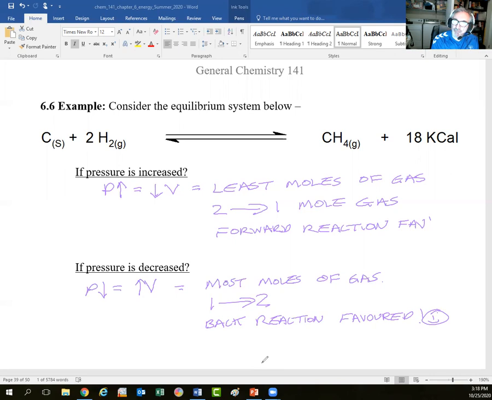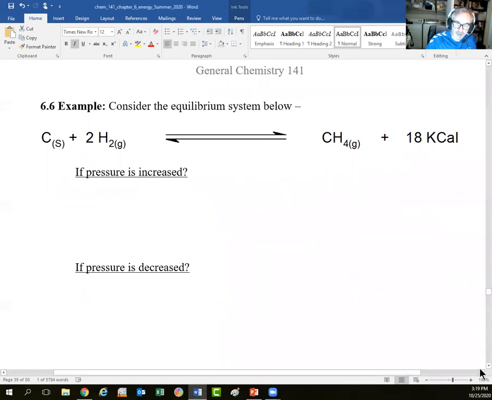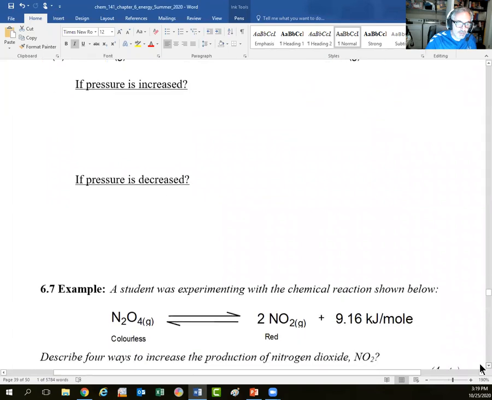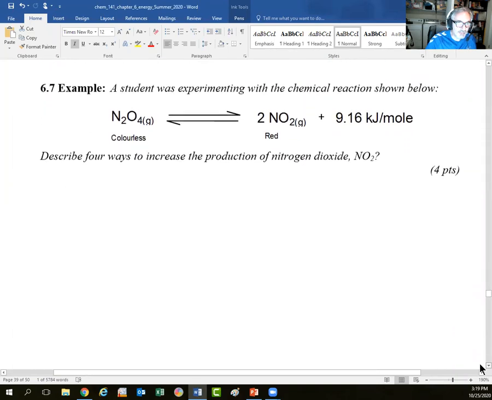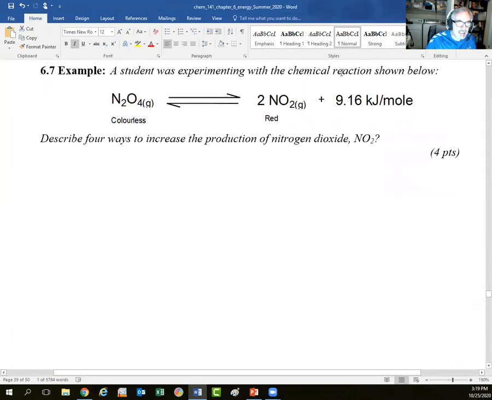Remember your mantra. Increase pressure, look for the least moles of gas produced. Decrease pressure, look for the most moles of gas produced. All right, let's go to the second one. The production of nitrogen dioxide. How would we enhance our production of nitrogen dioxide?